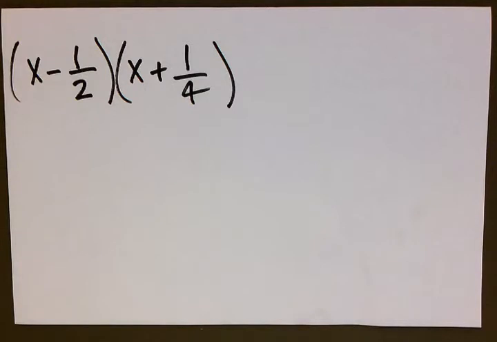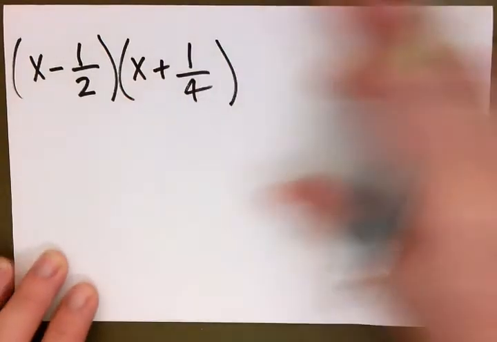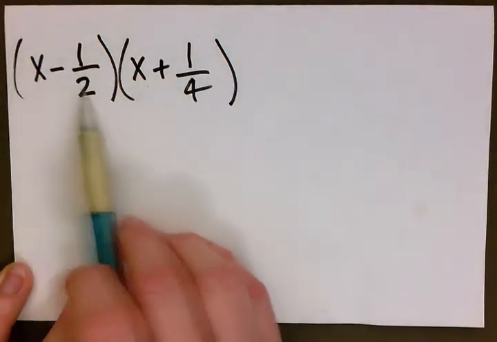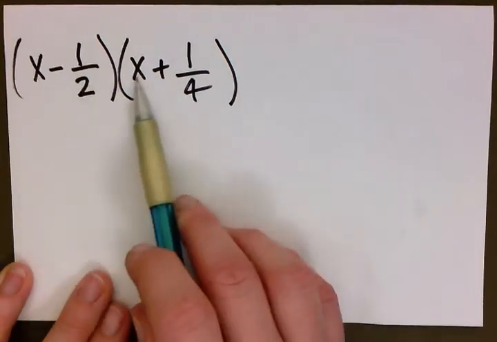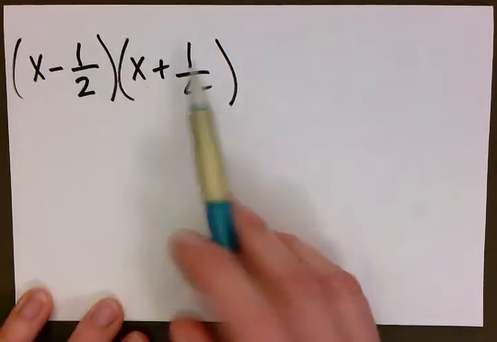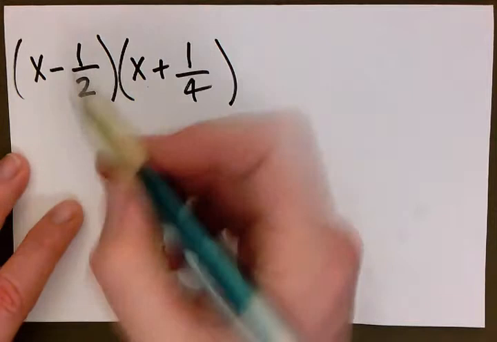The question is (x - 1/2)(x + 1/4). And the instructions tell us to multiply. So what we want to do here is multiply every single part of this binomial to every single part of this binomial. So it's going to look something like this.